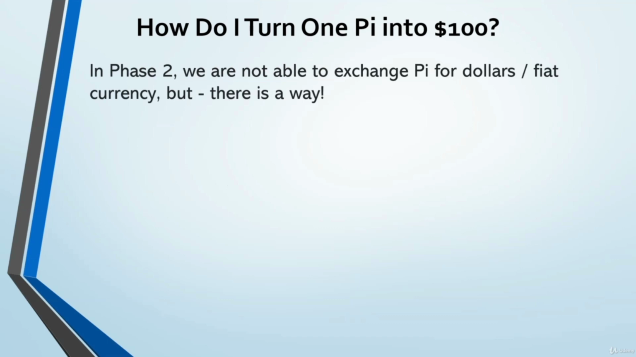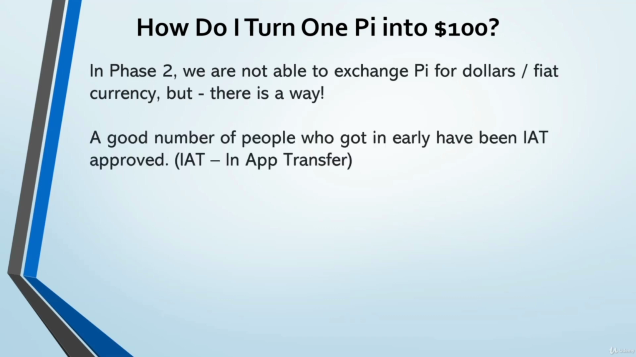Now, in phase 2, we're not able to exchange Pi for dollars or for fiat currency yet. Not until we get into phase 3, which is coming very, very soon. But even in phase 2, when we can't exchange Pi for dollars, there's still a way to exchange Pi for things of value, which you either can buy for what you want or exchange for dollars.